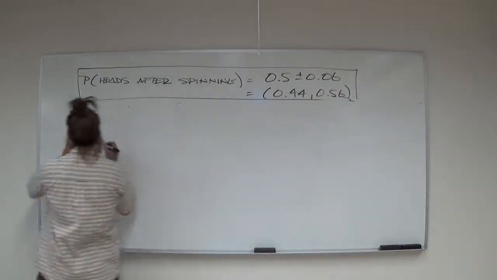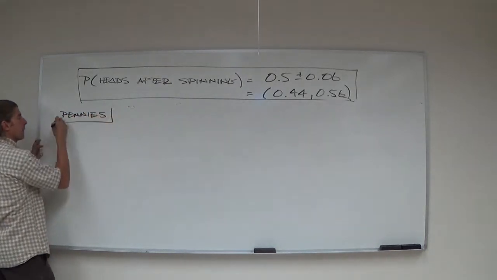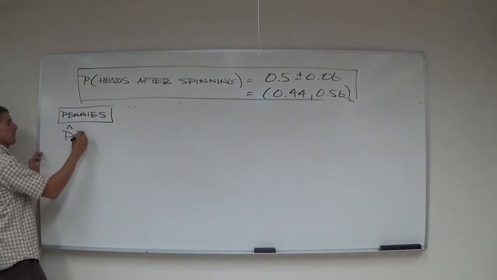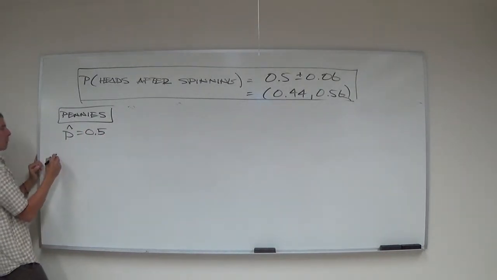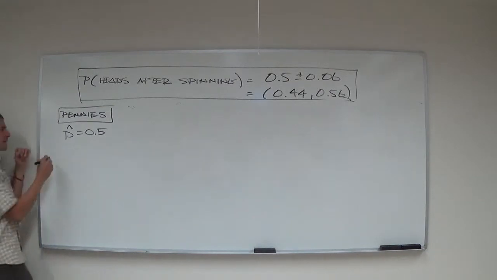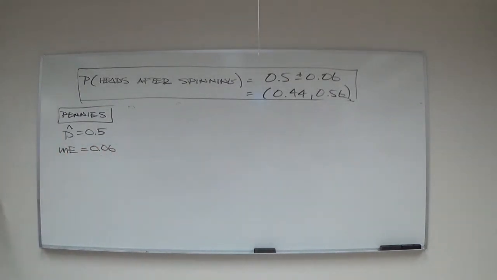We know that in the penny experiment, p hat was 0.5, and the margin of error, we'll call it ME for margin of error, it's 0.06. The question is, where did that 0.06 come from? I'm going to give you an exceptionally good breakdown of that on the video that I record for you guys on Friday. And I'll try to get it done before Friday if I can and link it on.